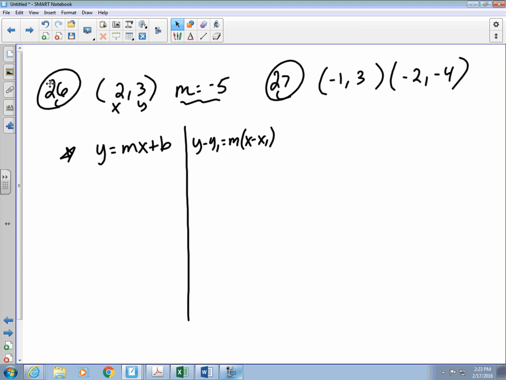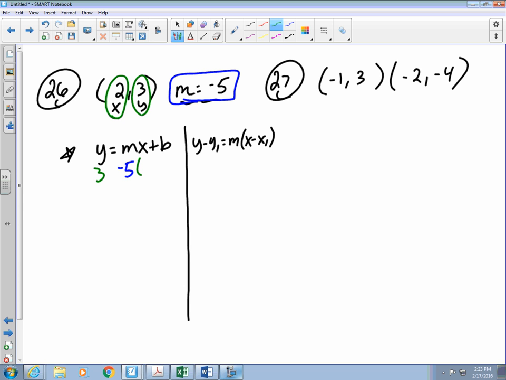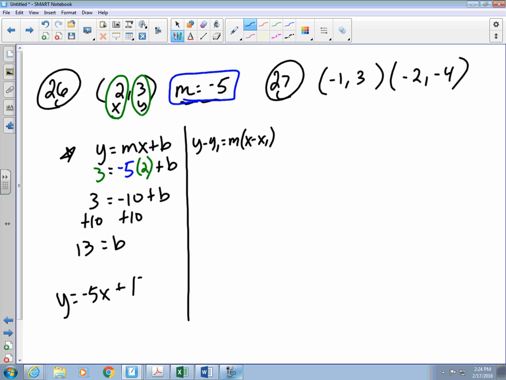But what you need to do is substitute in everything. So m is -5, so I'm going to put it there. And then x is 2 and y is 3, so I'm going to put them there. Now make sure it's m times x, so don't forget that you have to multiply that. Now that gives you an equation to figure out b, which is the y-intercept of this linear function. And once I solve for b, I can rewrite it. So y equals -5x plus 13.